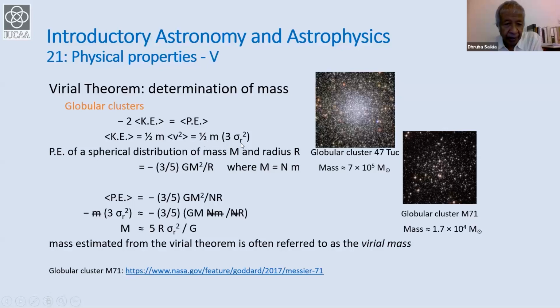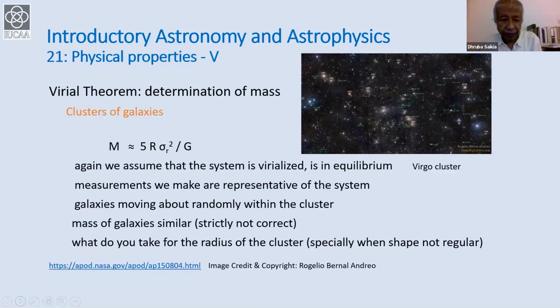I've equated the kinetic energy, twice the kinetic energy, so the 2 goes away, to the potential energy, and that gives you m of the order of 5 r sigma r squared over G. So I can measure sigma r from spectroscopic observations. Once I measure sigma r, then I can get the mass of the particular cluster. This can also be done for clusters of galaxies, as we just mentioned.